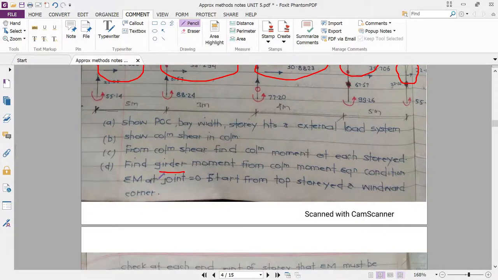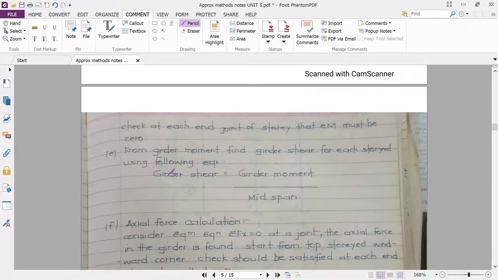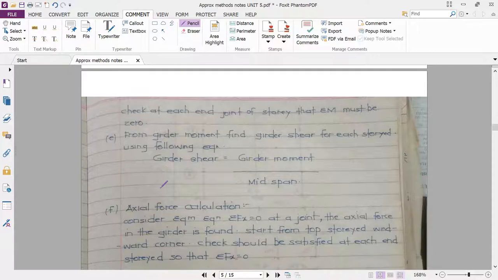Use the condition that the summation of moment at the joint equals 0, and start from the top story to the windward corner. Now check at each joint of each story that the summation of moments must be equal to 0. That I have already told you. This is the most important cross check of your numerical, of your solution.